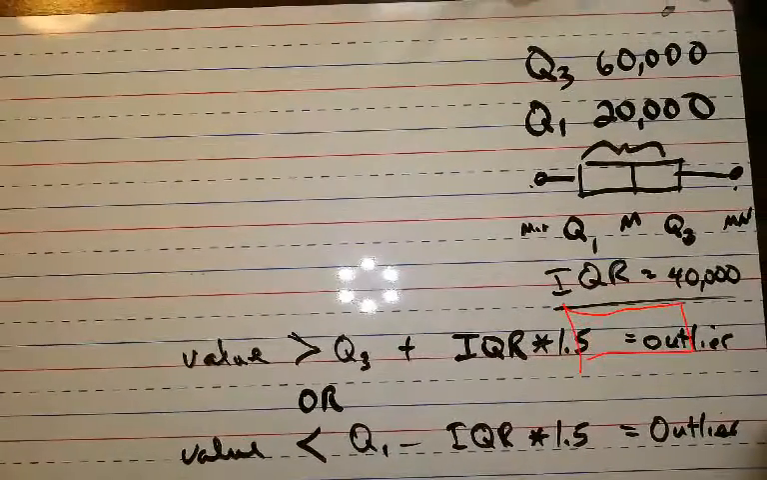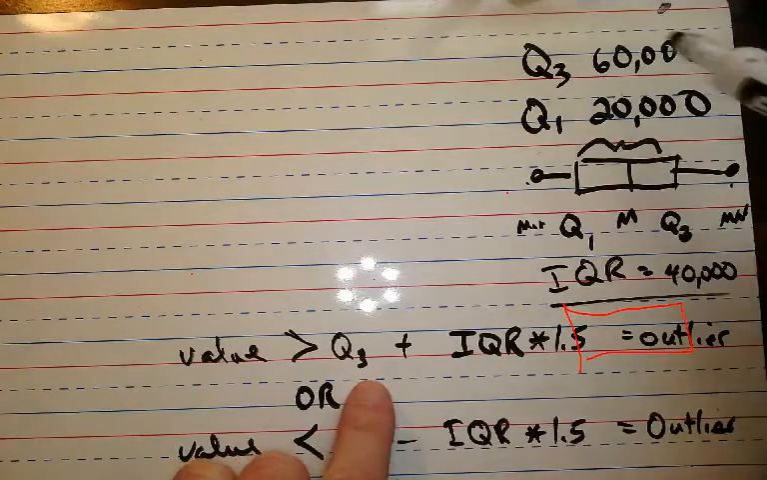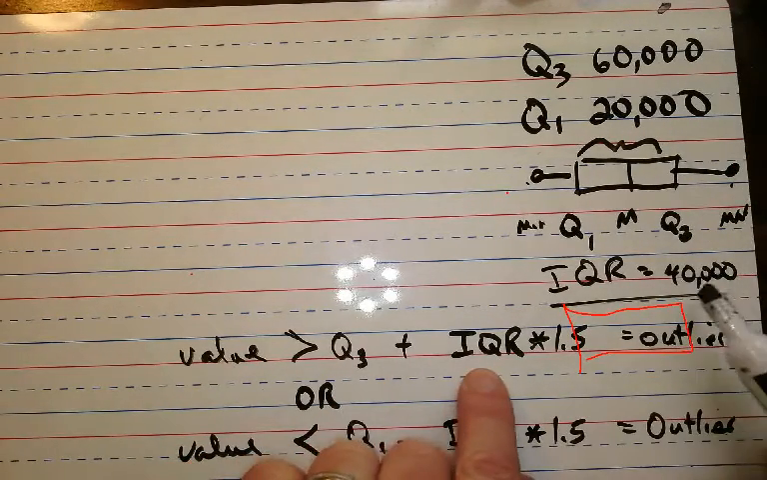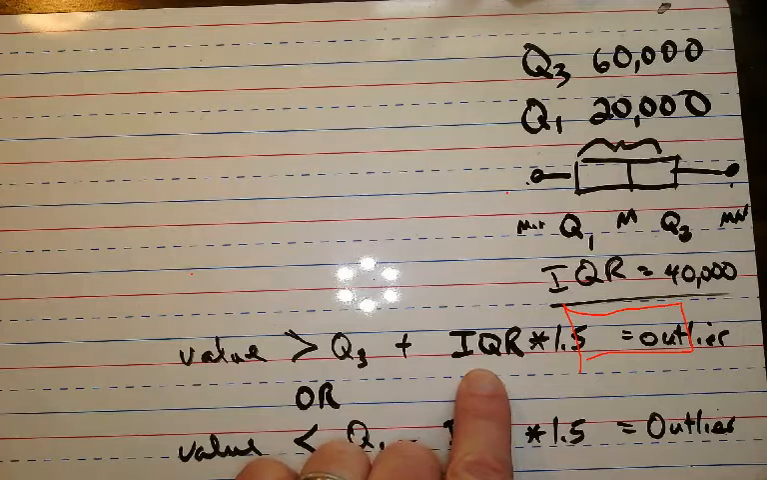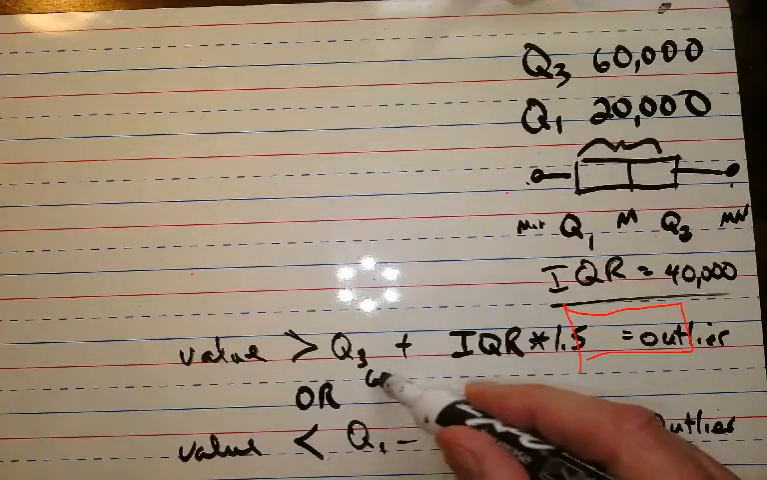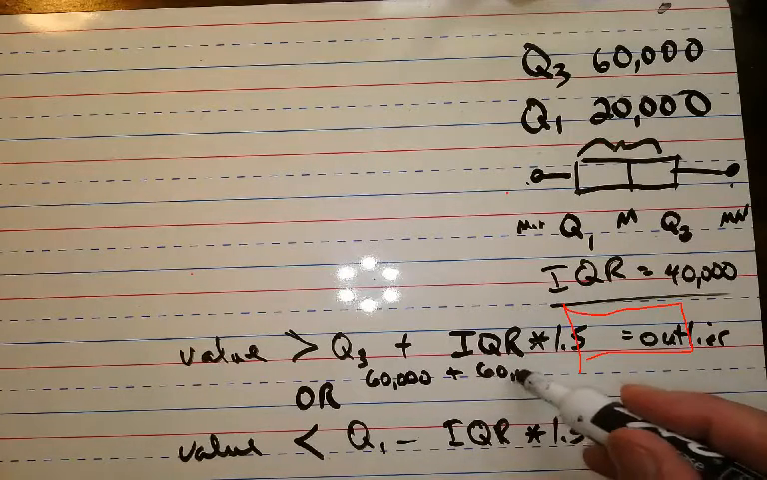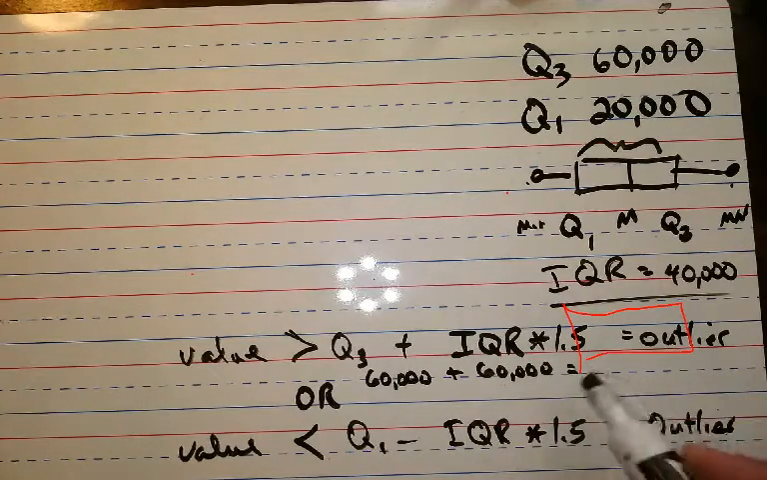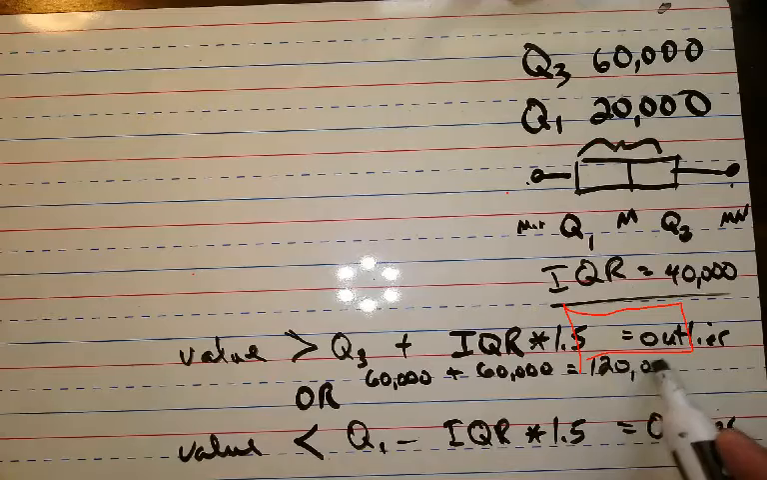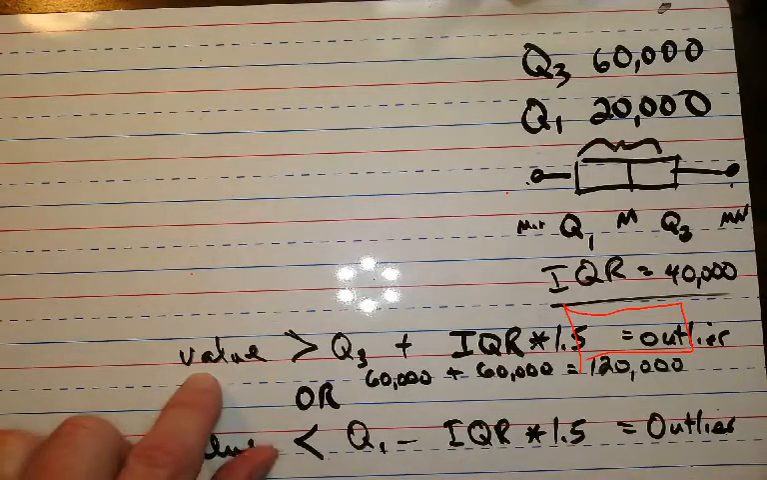Okay, so I've got Q3 is 60, the IQR was 40, so I need to do 40,000 times 1.5. So this is 60,000, plus 60,000 is 120,000. Now, is there any number on the list greater than that?